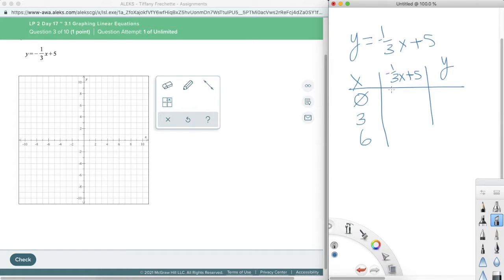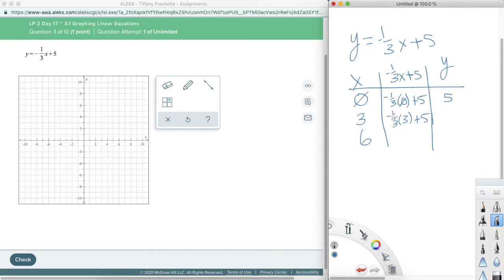So now when I plug these in, I have 0 instead of x plus 5. Well, anything times 0 is 0. So 5 is what's left over there. Extend that down a little bit. And I have negative 1/3 times 3 plus 5.